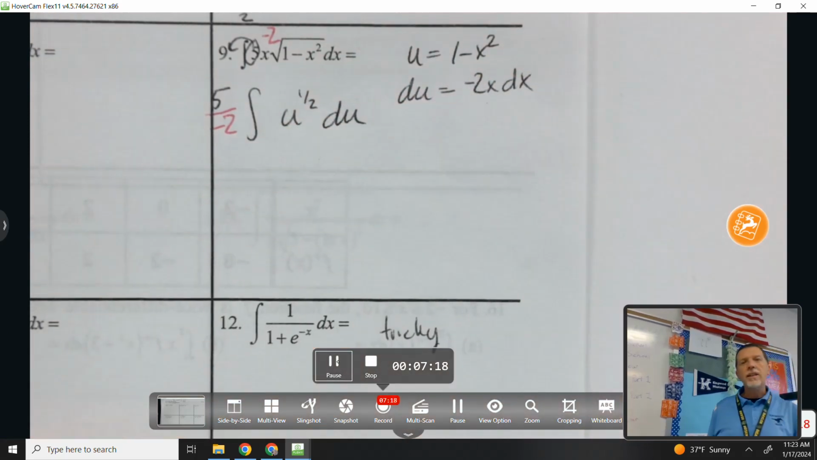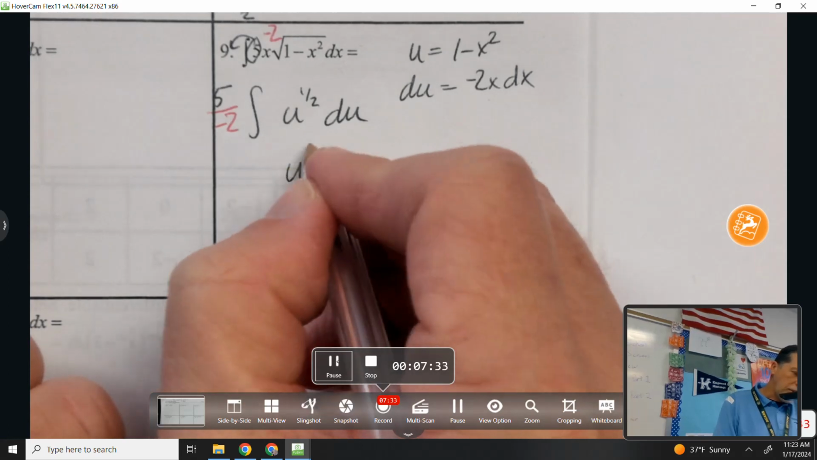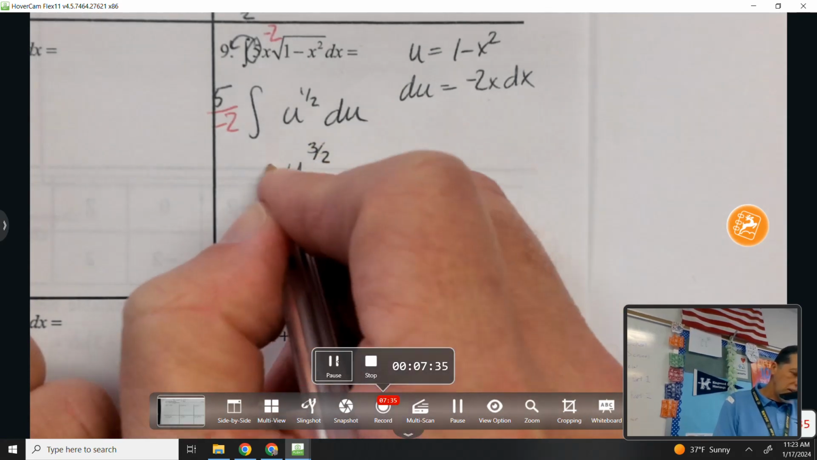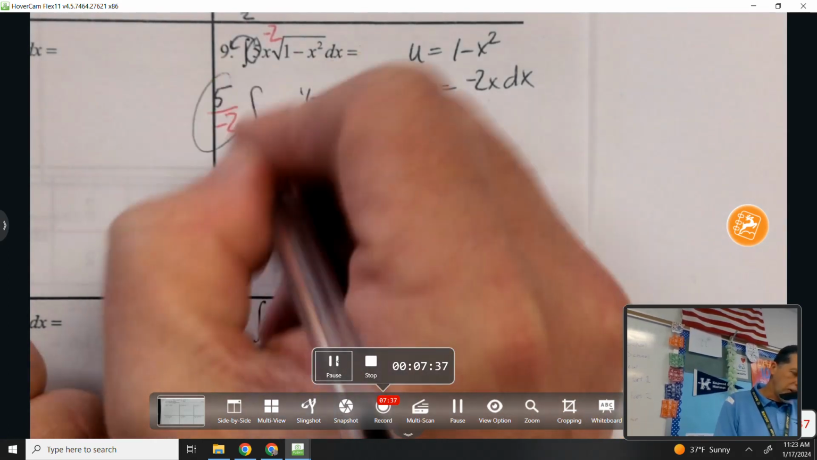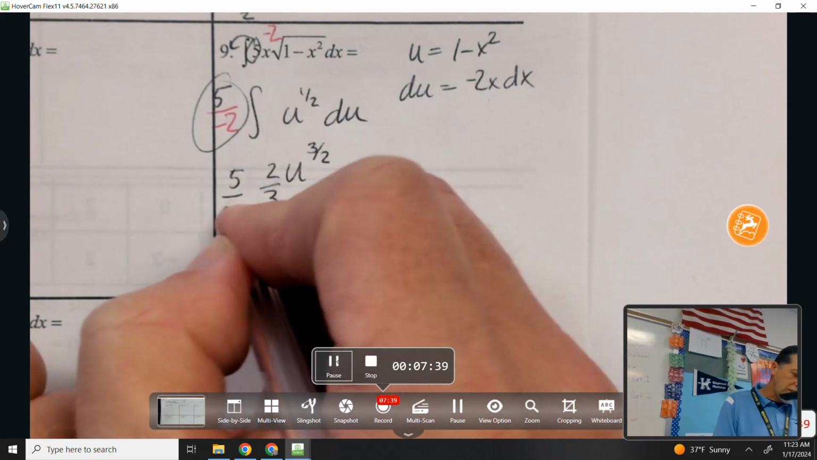And again, that's how it's supposed to work. If you pick the right u, you get an antiderivative, an integral that is supposed to be relatively easy. Right? That's just power rule now. Increase the power by 1, divide by the new power. Don't forget that coefficient that's still out front.